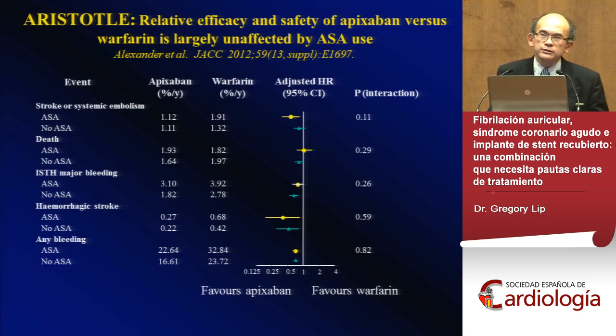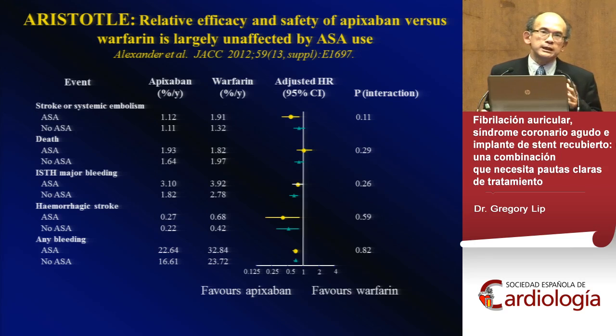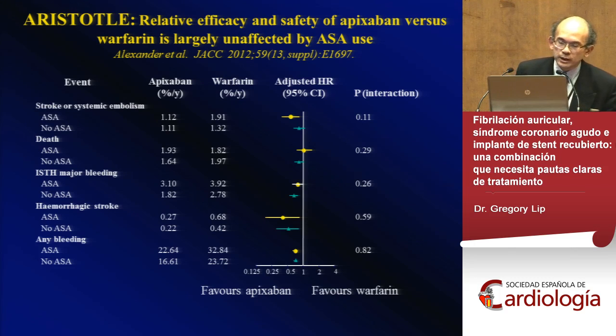This is the ARISTOTLE trial, where apixaban was compared to warfarin, and this is the analysis in relation to whether or not aspirin was used concomitantly. You'll find that the p-values for interaction are non-significant. In other words, the effect size in terms of efficacy, or the effect size in terms of safety, of apixaban compared to warfarin was not significantly different whether or not aspirin was there.